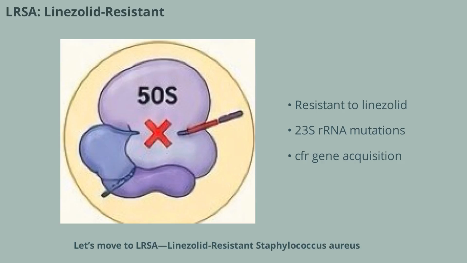Let's move to LRSA, linezolid-resistant Staphylococcus aureus. LRSA develops resistance through several mechanisms, including mutations in the 23S rRNA, ribosomal protein alterations, and acquisition of the cfr gene. These changes prevent linezolid from binding to the bacterial ribosome, blocking its ability to inhibit protein synthesis. LRSA is often associated with prolonged or repeated linezolid exposure. Treatment should always be guided by antimicrobial susceptibility testing, as options are limited.